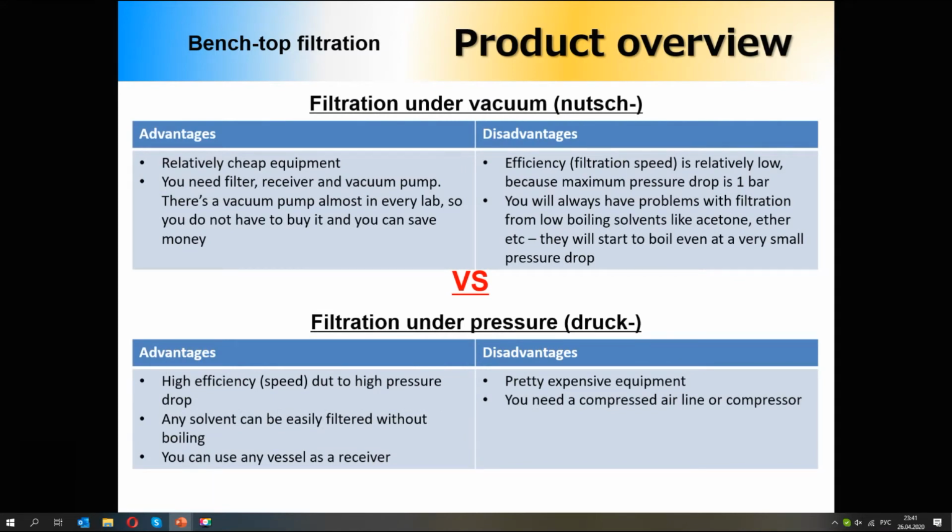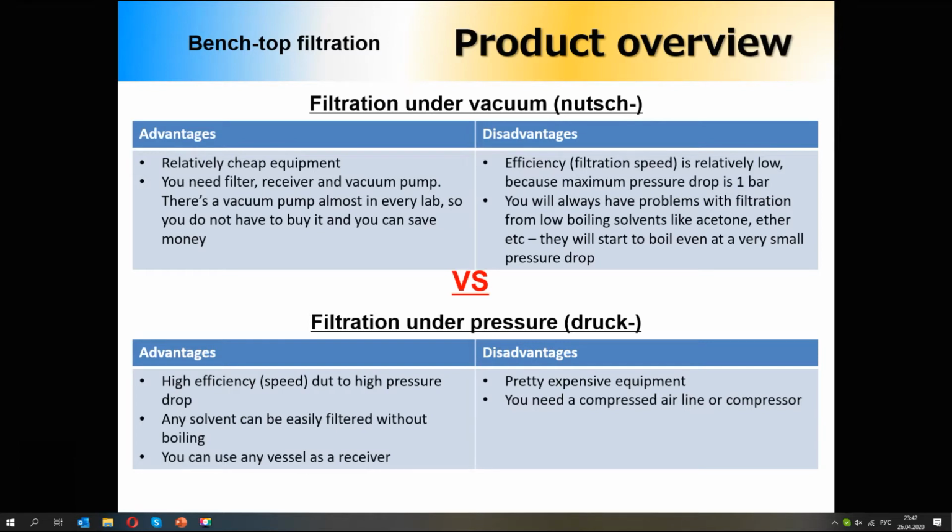Okay, there is another important point that we need to talk about. It's the comparison of filtration under vacuum and filtration under pressure. It is always very important to keep these points in mind, because there are some advantages and disadvantages for both processes. So filtration under vacuum, what are the advantages?